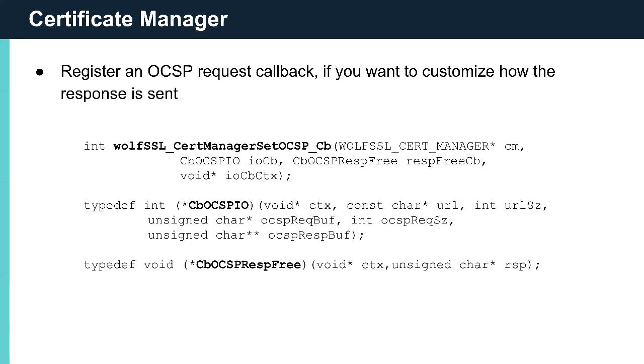So we have another callback for OCSP, which we call the request callback. If you want to customize how the OCSP response is sent to the responder, you can register this callback and you'll get more control then over what's sent. So here's the API you can use to register that callback, and then the prototype that you would need to implement against.